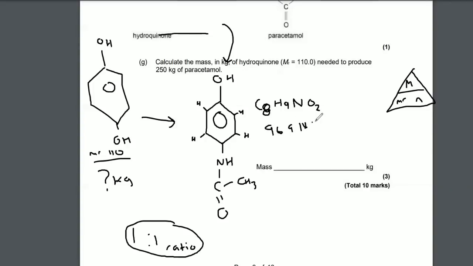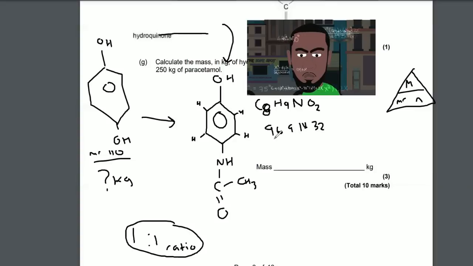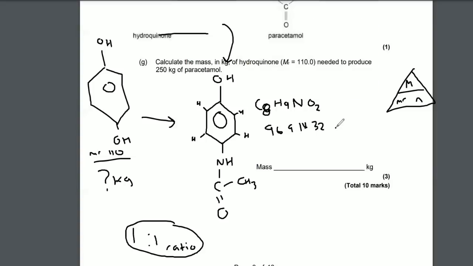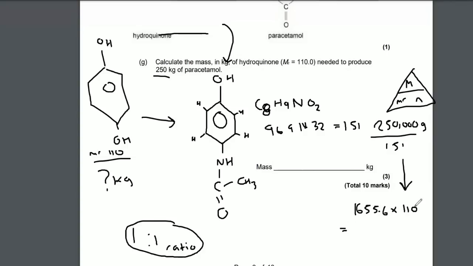So if I add that all up, 8 times 12 is 96. I've got 9 ones for the hydrogen, 14 for the nitrogen, 32 for the oxygen. Smash that all in the calculator. And that equals 151, and that's our MR of paracetamol. We know we got 250 kilograms, times that by 1,000 because we use grams in amount of substance in chemistry. We don't use kilograms. So we want 250,000 grams, which is our mass, divided by the MR of 151, and we get 1,655.6 moles. Now, I'm going to times that by 110, but let's just explain why.